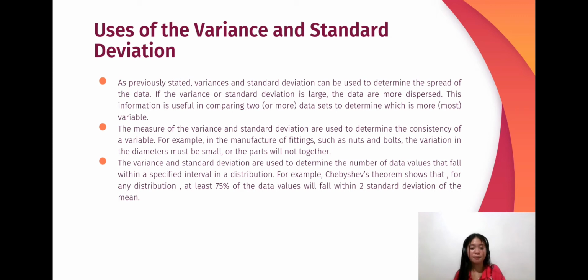For example, Chebyshev's theorem shows that for any distribution, at least 75% of the data values will fall within two standard deviations of the mean. This will be explained later. Finally, the variance and the standard deviation are quite often used in inferential statistics.